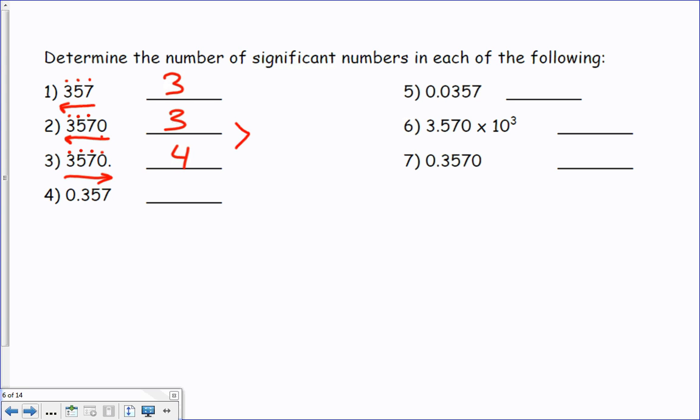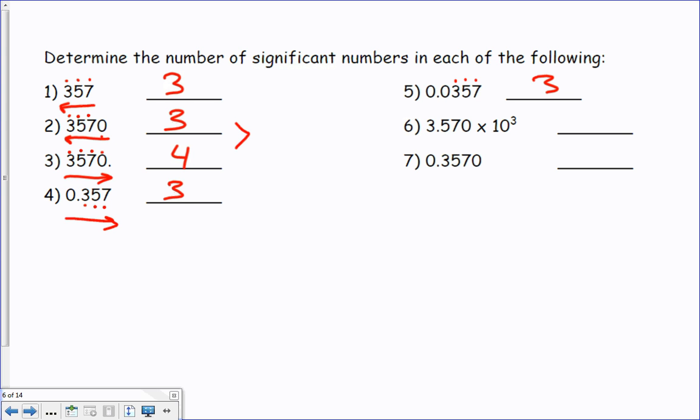Number 4, decimal point present. Start at the left, go right. Start at the first whole number. 1, 2, 3. 3 sig figs. Number 5, 0.3507. Decimal point is present. Start at the first whole number, and it goes to 3.